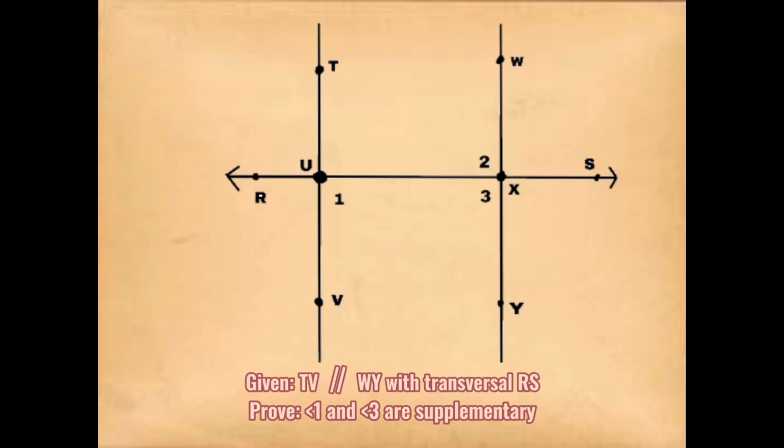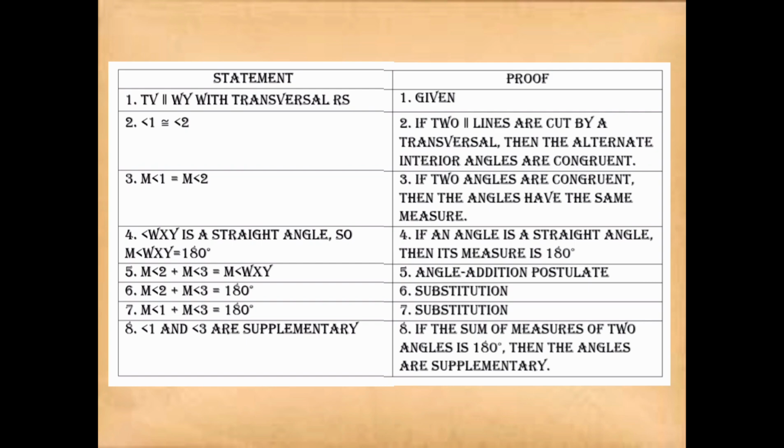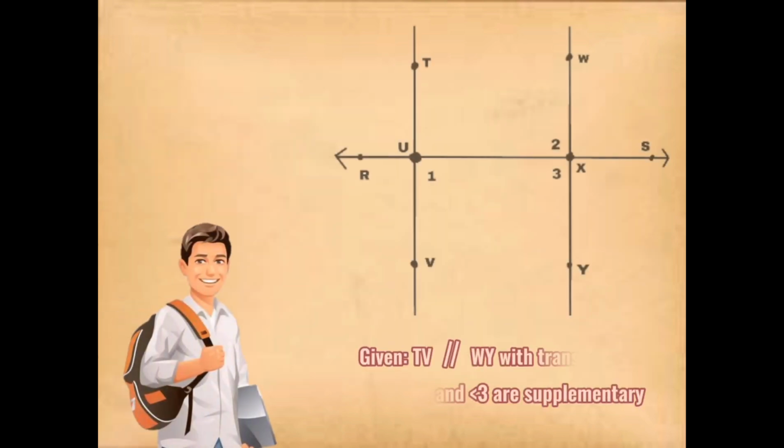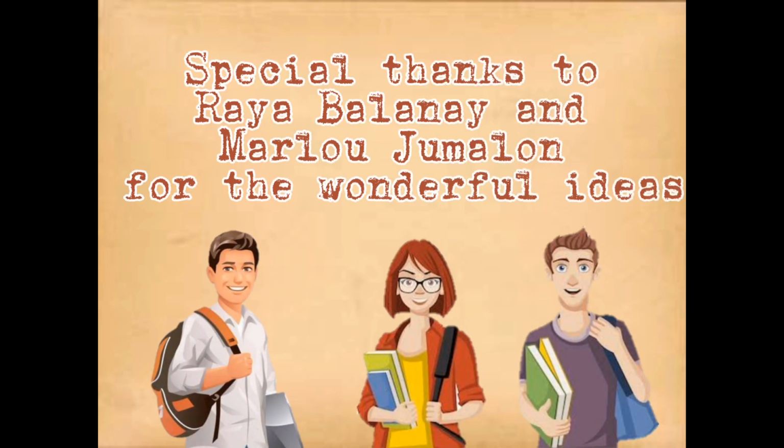And now, for our final statement: angle 1 and angle 3 are supplementary. Since we have proven in statement 7 that measure of angle 1 plus measure of angle 3 is equal to 180 degrees by substitution, our reason for statement 8 is: if the sum of the measures of two angles is 180 degrees, then the angles are supplementary. So now, we have proven that angle 1 and angle 3 are supplementary, which is acceptable in proposition 16, which states that if two parallel lines are cut by a transversal, then the two interior angles on the same side of the transversal are supplementary.